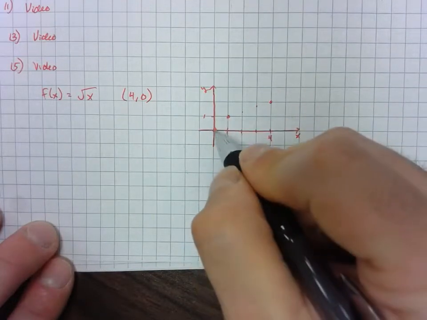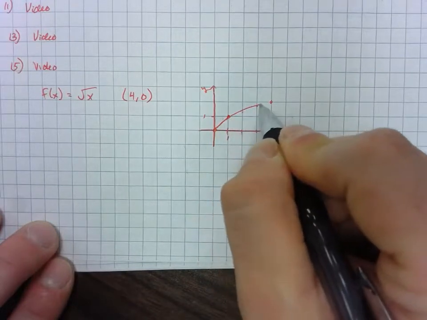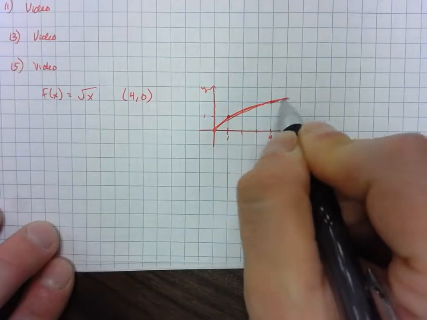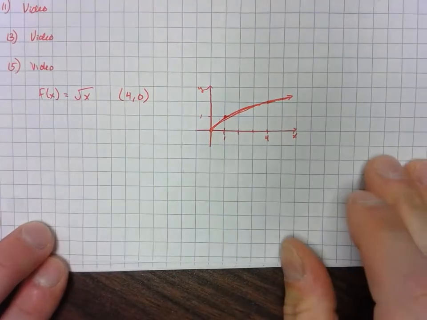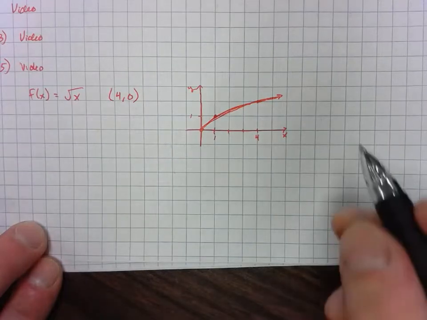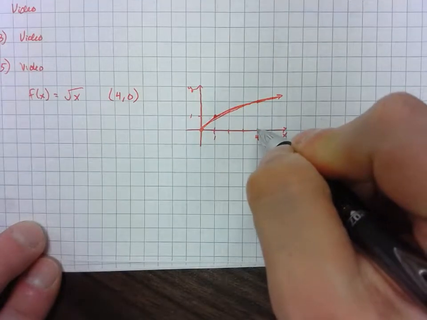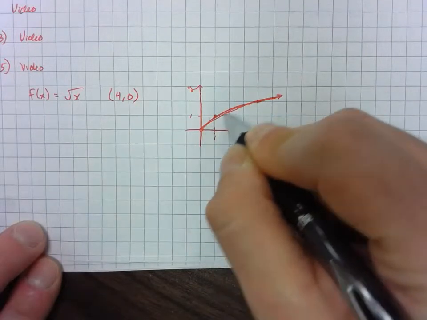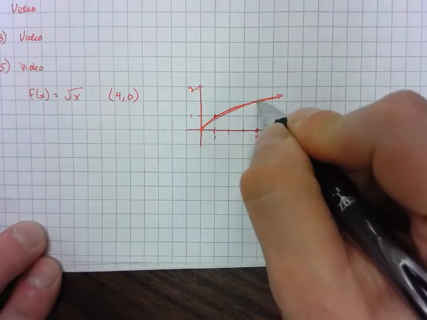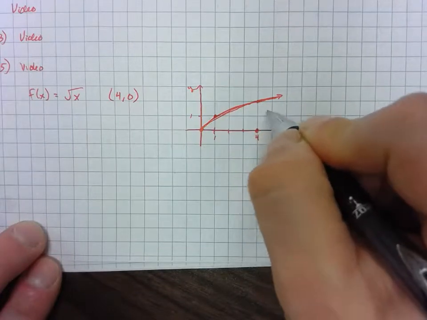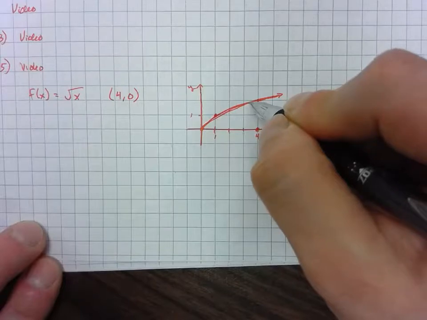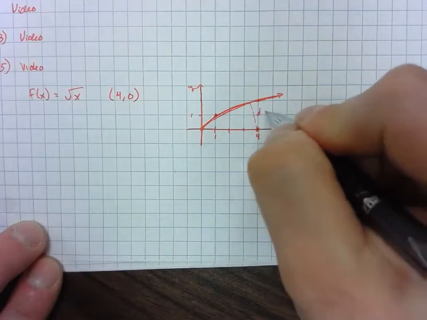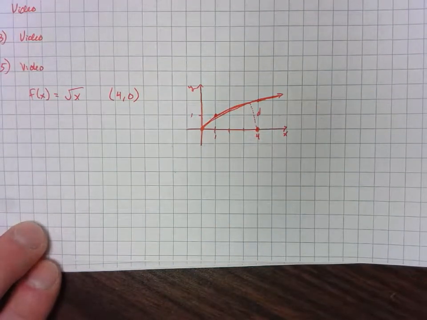Okay, so this graph is looking like that. Now, what we're trying to do is figure out the shortest distance from this point 4, 0 to the graph, to the function. Well, it's not right here, because right here would be a little shorter. So it's somewhere in there. We need to figure out exactly what that distance d is. Okay? So, here's how we do it.